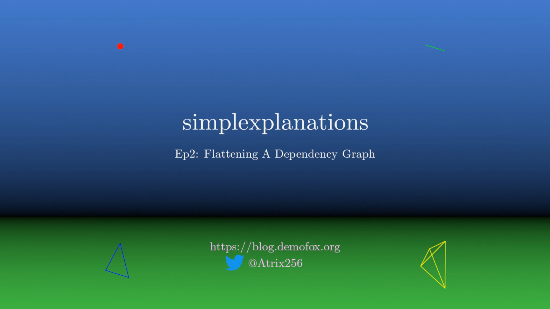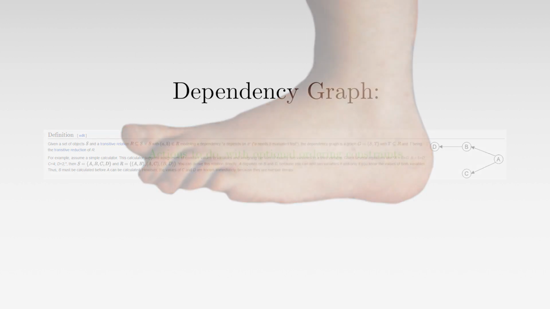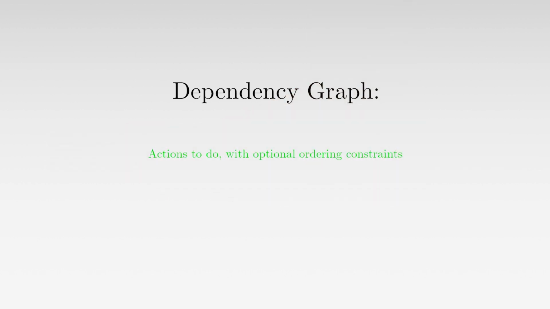Today we're going to be talking about how to flatten a dependency graph into a serial list. Flattening a dependency graph is also called topological sorting. You might be wondering what a dependency graph is or why you might want to flatten one. For this video, you can think of a dependency graph as a way of describing actions to do, with the ability to specify any special order that the action should be done in.